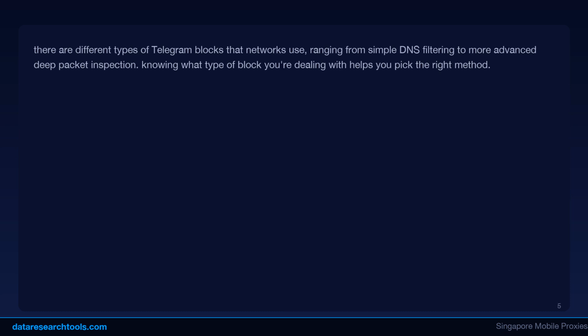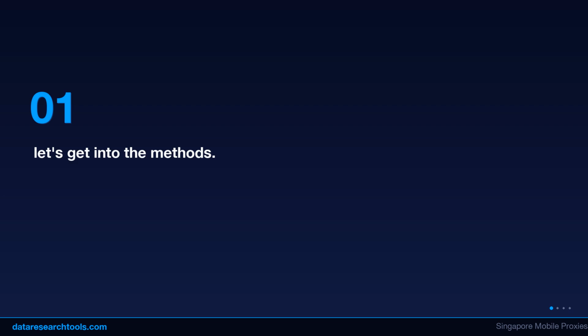Method 1 is using a web proxy, and it's free and quick. Web proxies route your traffic through an intermediary server, hiding your request from the local network filter. Here's how it works. You open a web proxy site like Hide My Ass Web Proxy, Proxy, or Kproxy. You enter Telegram's URL in the proxy's address bar. The proxy fetches Telegram and displays it through its own domain.